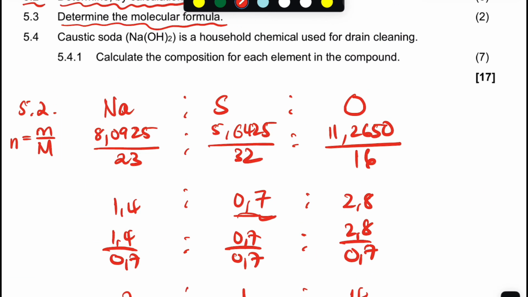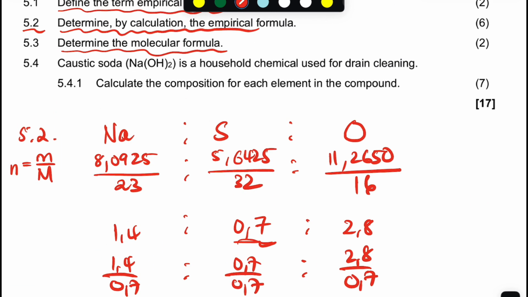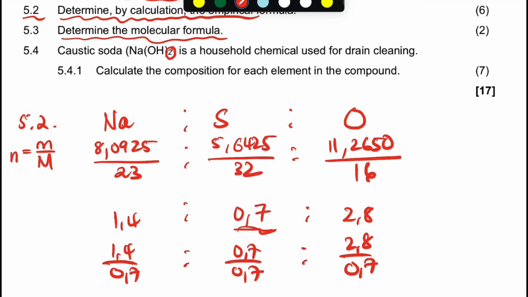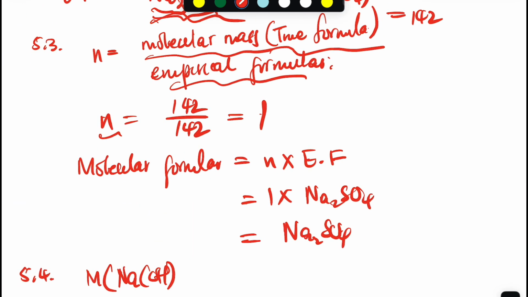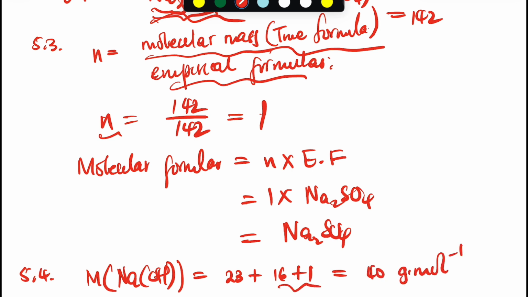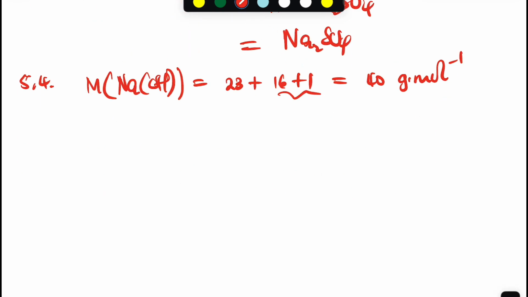The subscript is not 2 here, guys, it's 1. So it's NaOH, like that. So it's going to be sodium 23 plus 16 plus 1. So this is 17. It's going to be 40 gram per mole, right? Is it going to be 40? Yeah, that's 40.